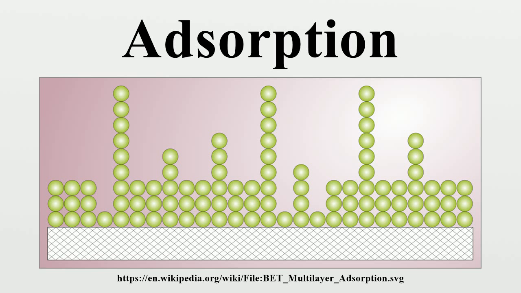If water is made to flow through such a pile of sand, ions and toxins in the water may be preferentially adsorbed by the surfaces of the grains of sand, providing a simple, well-known water purification application. The word adsorption was coined in 1881 by German physicist Heinrich Kayser.